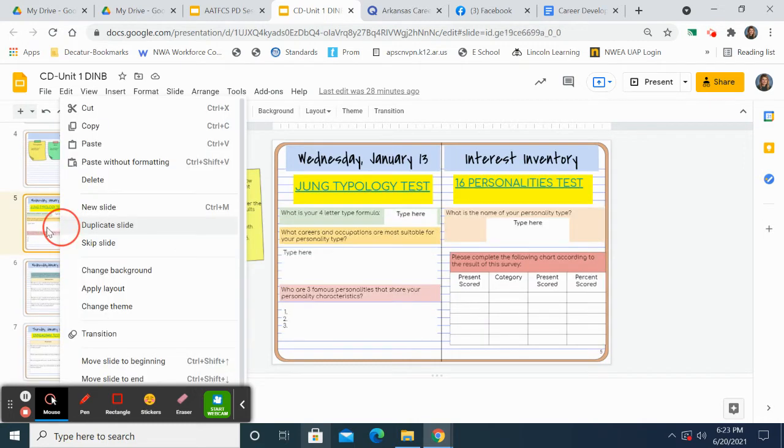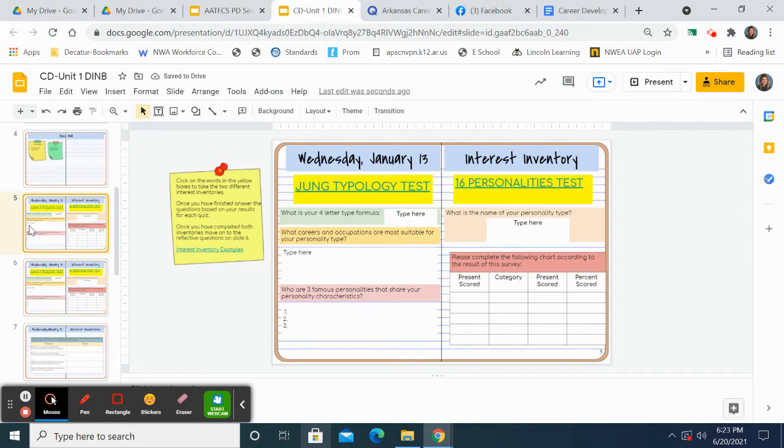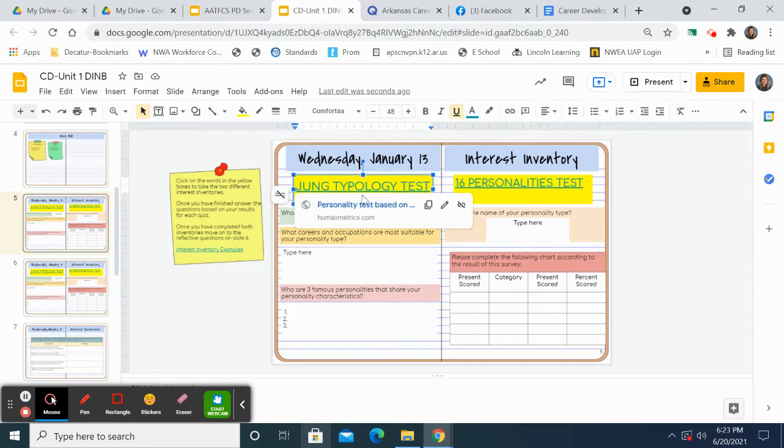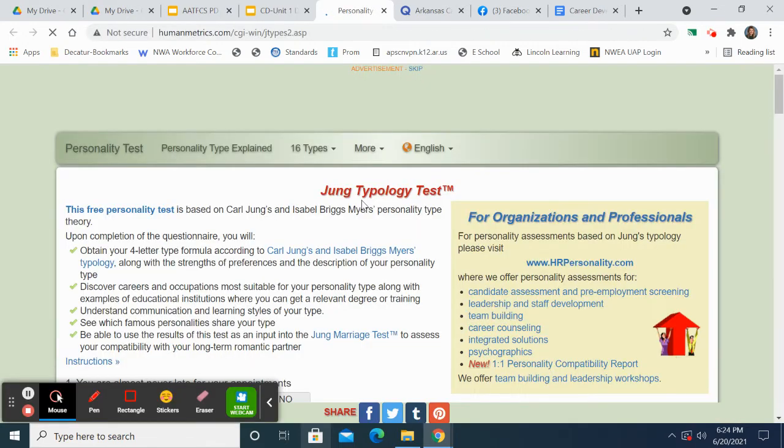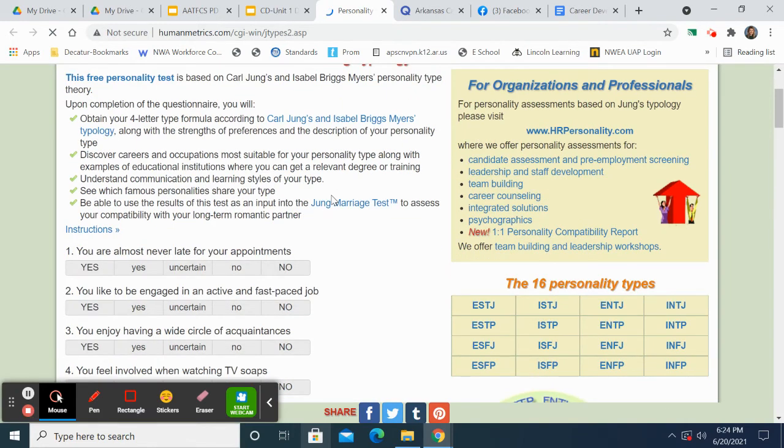So I start my unit one off with the interest inventory day. I have them do the Jung typology test, which I will click on here. And what I've done, as you can see throughout these digital interactive notebooks, is everything they need for the day, everything that they're going to accomplish or need links to, is all linked within the slides. Like I said, I'm a big fan of links. So I'm going to click on this, and they're going to go through and take this test.